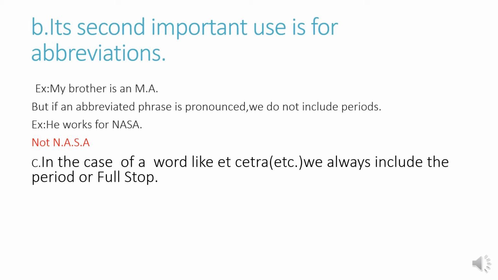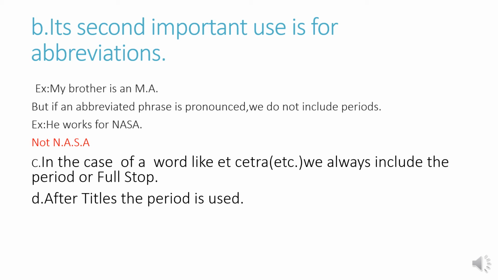Suppose you are asked to say the name of some flowers, then you may say water lily, rose, china rose, tulip, etc. So after the short form of etc, you can use a full stop. We always include the period or full stop just after the short form of etc. I think you don't need any example over this rule because it's a very simple one.